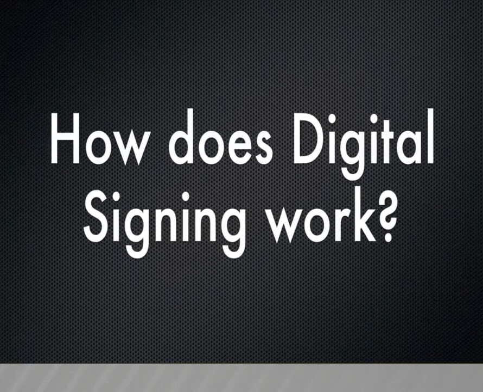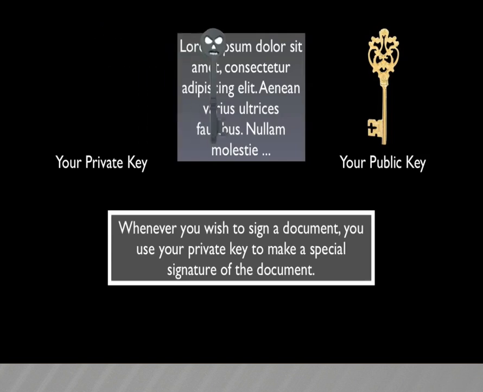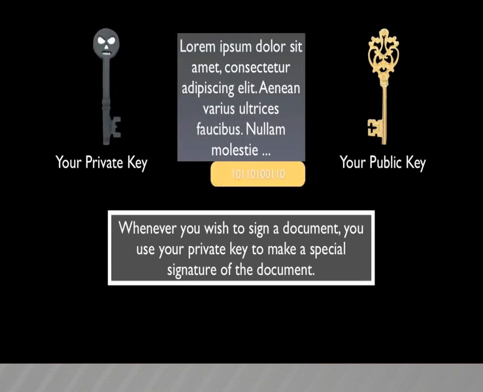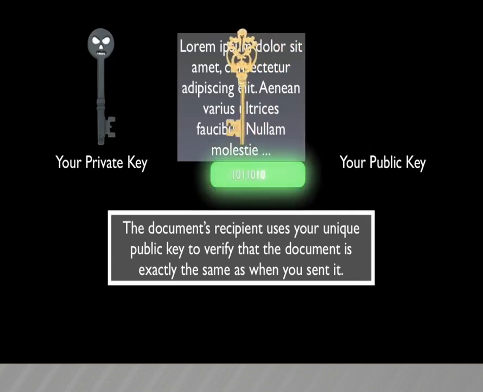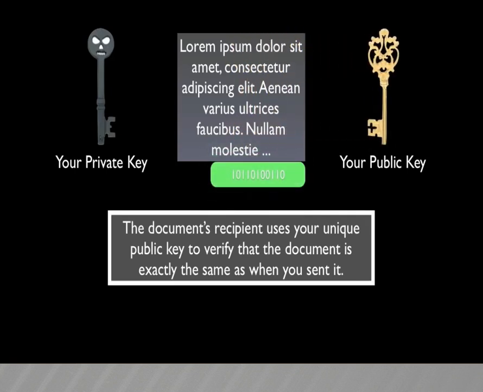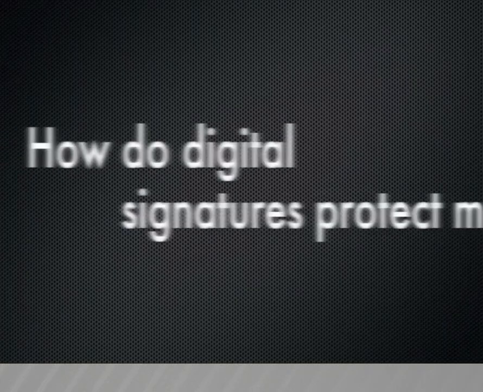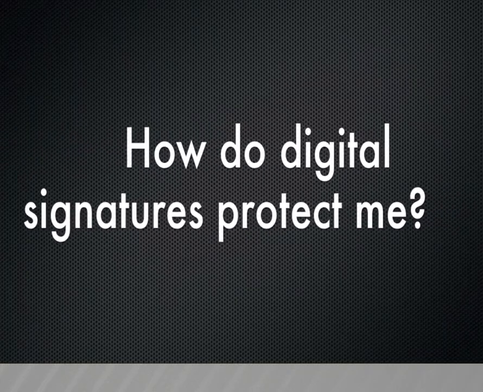How does digital signing work? Whenever you wish to sign a document, you use your private key to make a special signature of the document. The document's recipient uses your unique public key to verify that the document is exactly the same as when you sent it. How do digital signatures protect me?